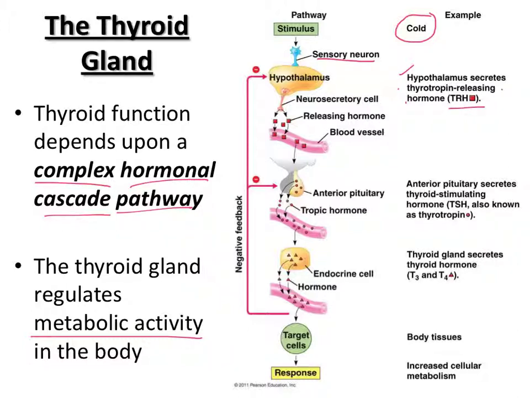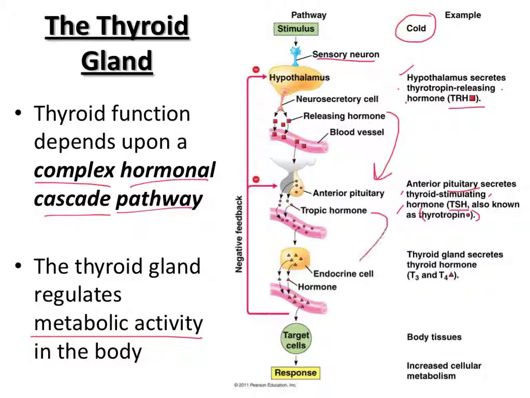And it will do what it says. It will cause the release of thyrotropin. So that hormone comes down and activates the pituitary gland. And the pituitary will release a hormone called thyroid stimulating hormone, or TSH. Now there's another name for this too, which is thyrotropin. Thyroid stimulating hormone will do what it says. It will stimulate the thyroid.